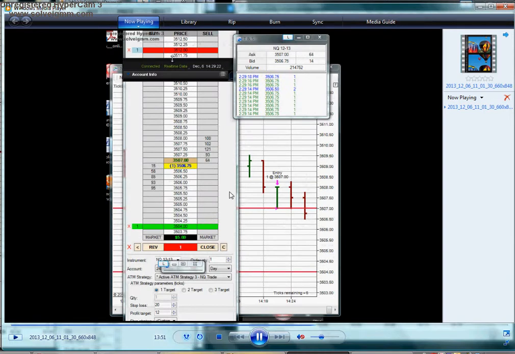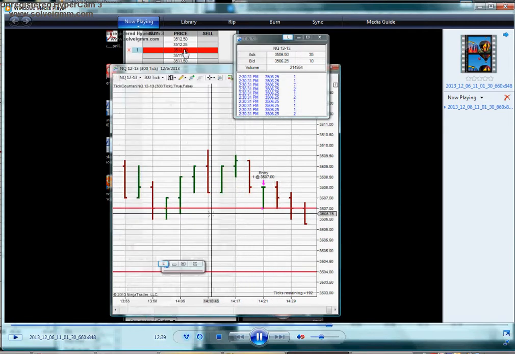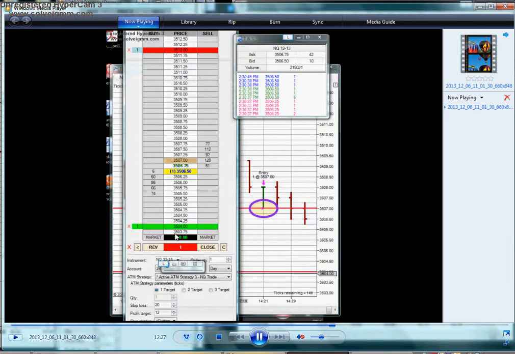Starting to move in my favor at this point. Been in it almost 10 minutes, and it's still moving in my direction. As you see, I have my $100 or 20 tick stop, my 12 tick profit, $60. I just highlight my entry. Still 10 minutes in the trade, but it is in my favor at this point.